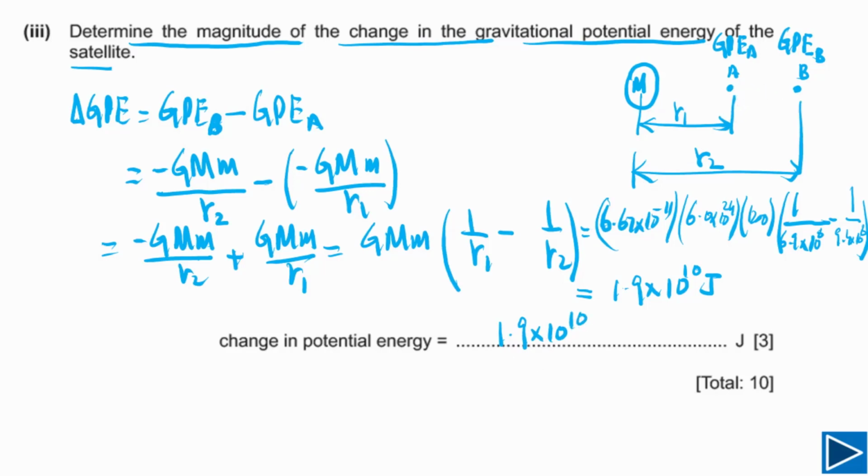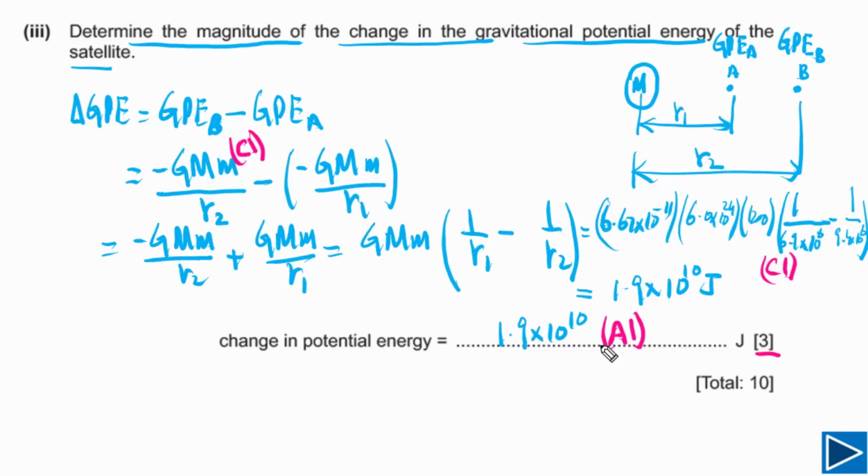Let me explain to you how marks will be awarded for this question. This question has 3 marks. The first mark is if you have written these formulae. If you have written the formula for gravitational potential energy, this is C mark, first mark. And the second mark you will get if you have substituted these values, you will get second C mark. And the last mark is answer mark. If you have got the right answer, correct answer, you will get the last mark.